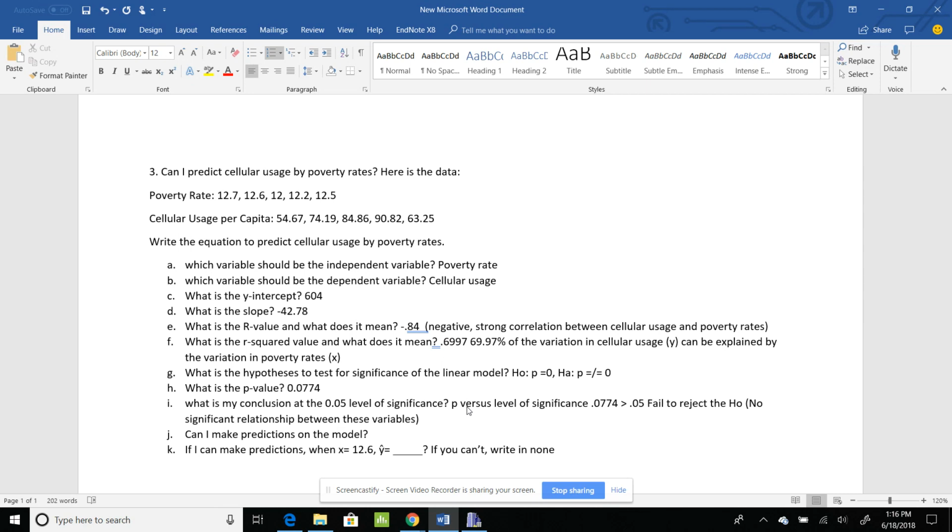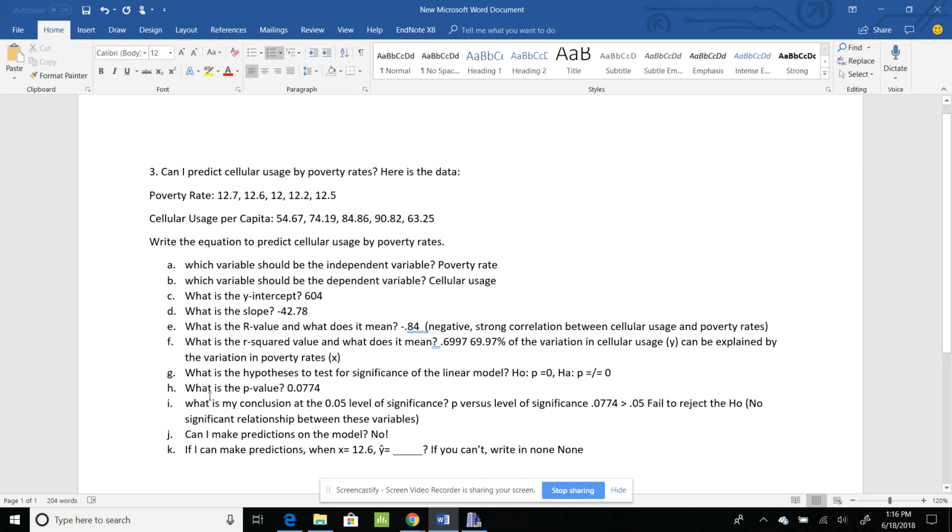We could have a huge sample, and we might actually find that it's significant. So what does that mean? That means I cannot make predictions. Can you make predictions? Nope, because we're keeping the null, which means there's no correlation. It wouldn't make sense. If there's nothing in common, I can't predict. So again, can I make predictions when X equals 12.6? I can't. I found there was no significant correlation.